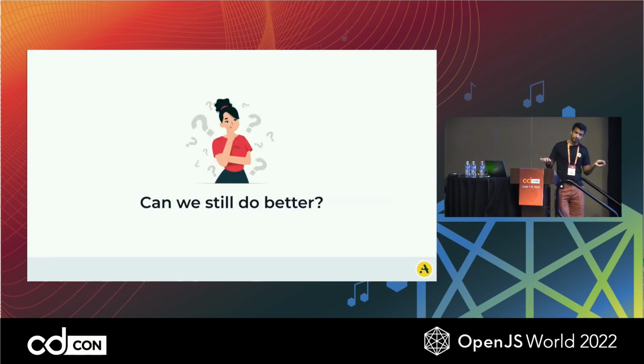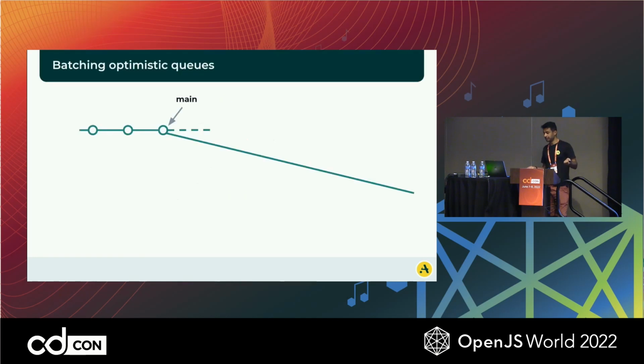So can we do something better? One other thing which I explained before was batching. We were doing batching in a mainline concept where if your batch fails, you don't merge it. But can we combine both of those concepts together? Can we actually do optimistic queues as well as batching in the same flow?